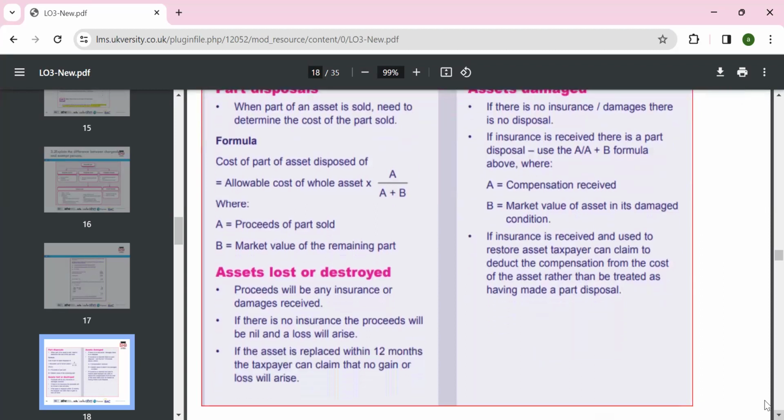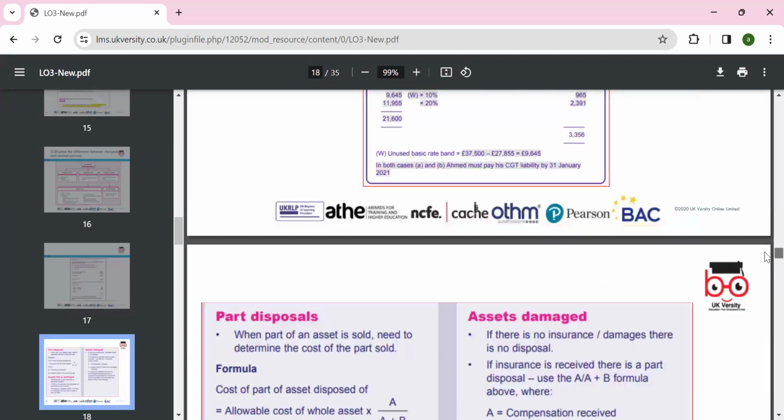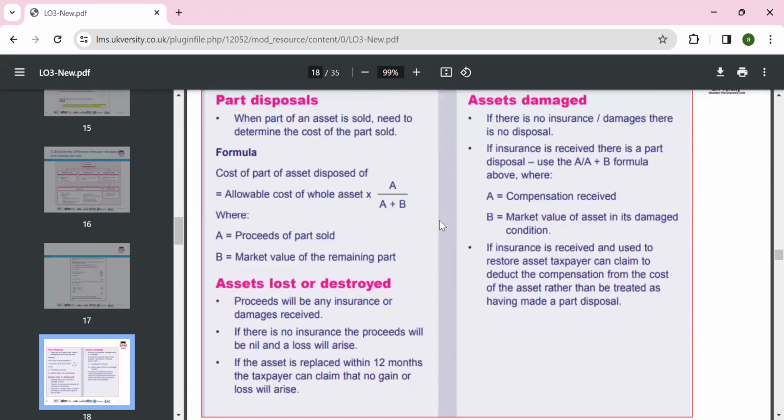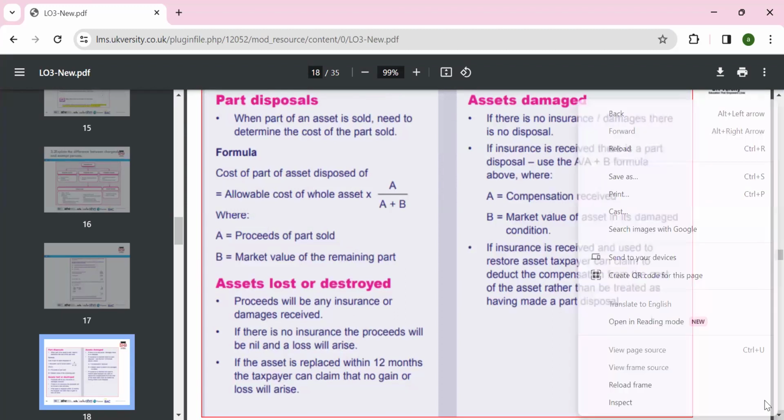Asset being lost: any insurance or damages received, no insurance proceeds. If the asset is replaced within a year, we claim no gain. If a loss arises, we can use the formula, so that was the formula as given. Please keep in mind we can revalue our asset if the asset is damaged.